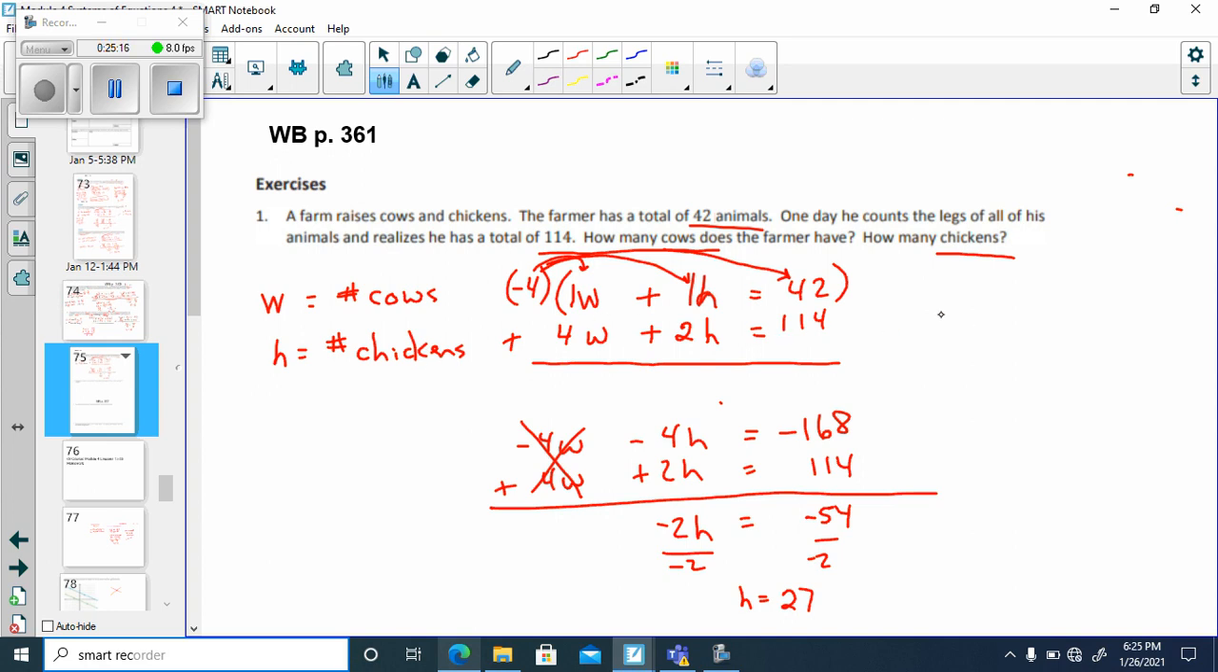Well, from the beginning, we said there was a total of 42 animals. The cows plus the chickens was equal to 42. See the equation right here? So if we've got 27 chickens, we're looking for the number of cows. We plug it into the equation. To solve for this, you'd subtract 27 from both sides. Your number of cows would be equal to 42 minus 27. Make sure you use your calculator so you don't make any mistakes. And that would give you 15. The number of cows would be 15. 15 cows, 27 chickens, for a total of 42 animals.